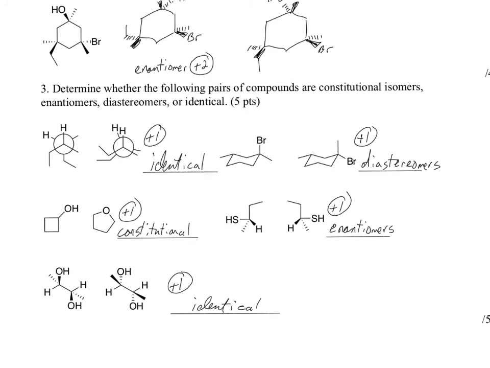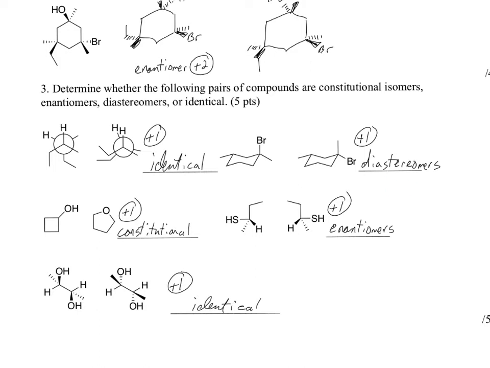determine constitutional isomers, enantiomers, diastereomers, or identical. This is identical. Newman projection, just rotate, you can get the same thing. Diastereomers, one asymmetric center is the same, one is different. On a ring, on a chair, this is up, this is down, so it's like wedged and hatched. So you can see that one is the same and one is different.